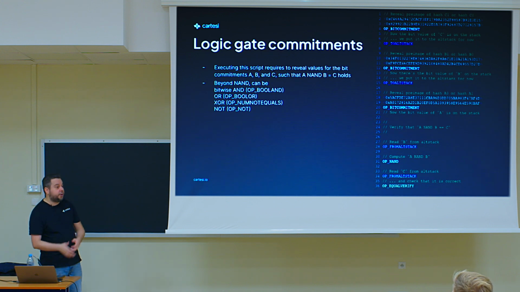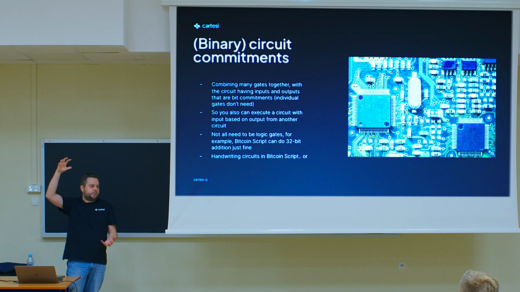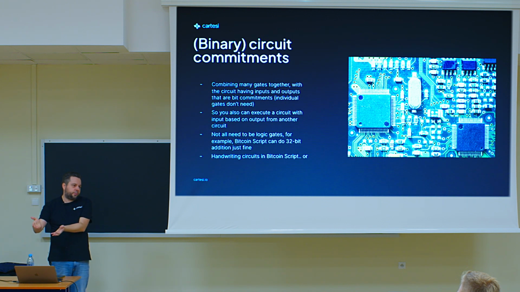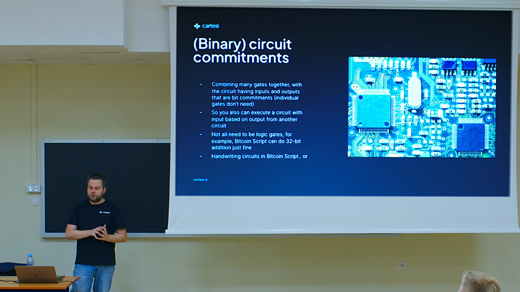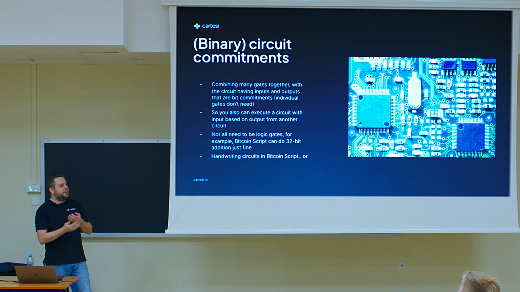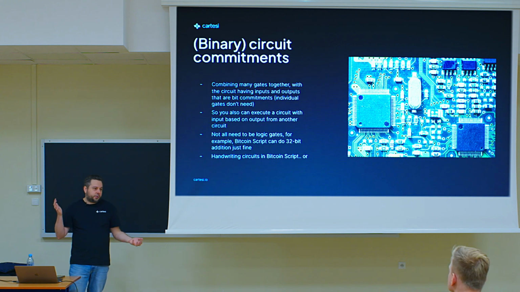And if you have that, then you might think that you can start making fuller circuit commitments, right? You have input coming in, which are bit commitments, then you have stack elements, which are treated as the intermediate states in the circuit, and you have the outputs, which can also be bit commitments in this particular case. So you can combine everything together, having inputs and outputs, and you can also start having a circuit that executes with input based on the output of another circuit, right? Not all these circuits need necessarily be logic gates. For example, one of the few things that Bitcoin script does really well is adding two 32-bit integers together.